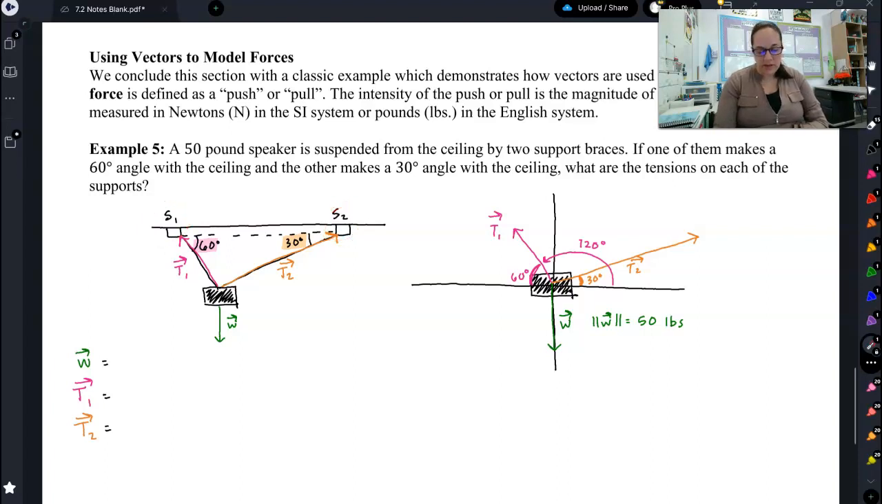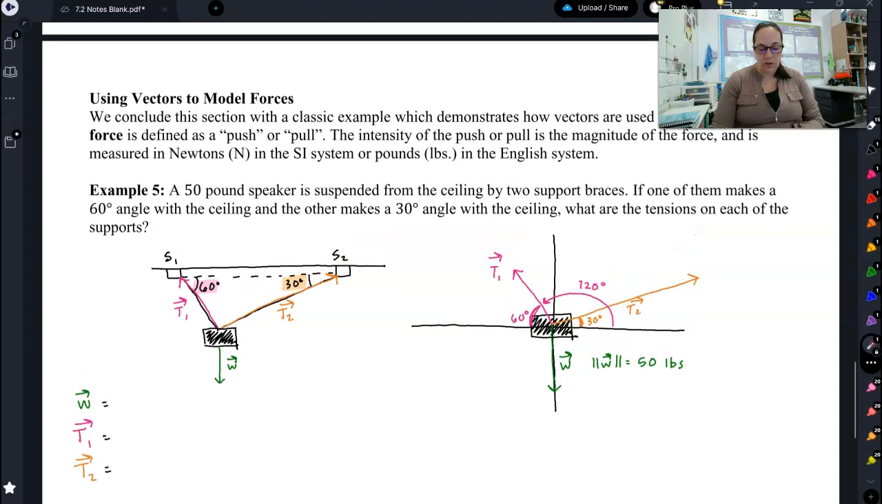One of the support braces, I'm going to say support brace 1, makes a 60-degree angle with the ceiling. There's my 60-degree angle. The other makes a 30-degree angle with the ceiling. So I'm going to call that one support brace 2. And I want to solve for the tensions that are on each of these supports.